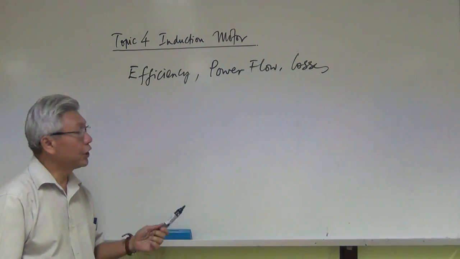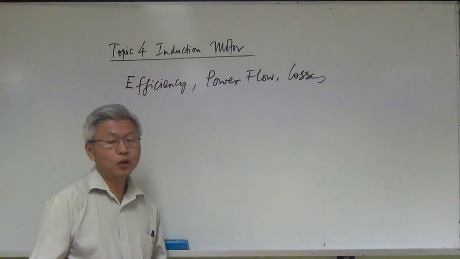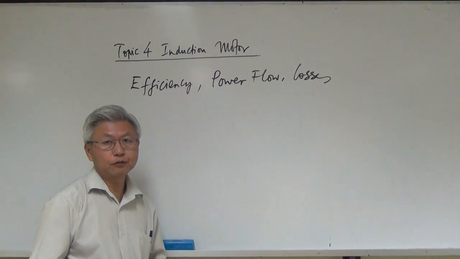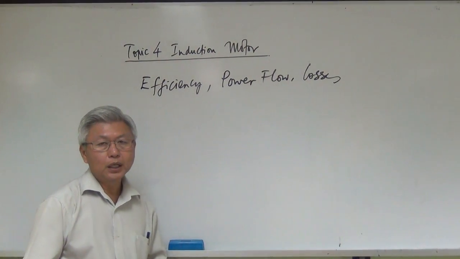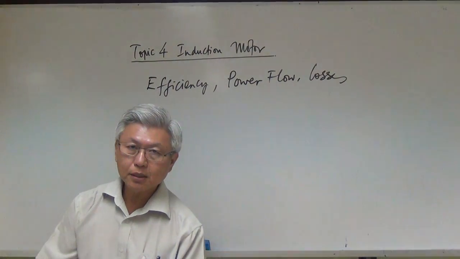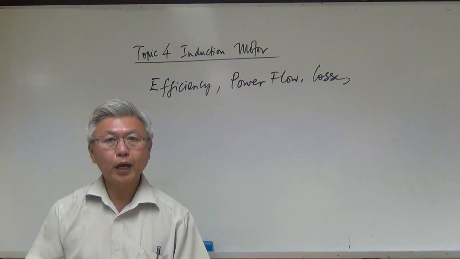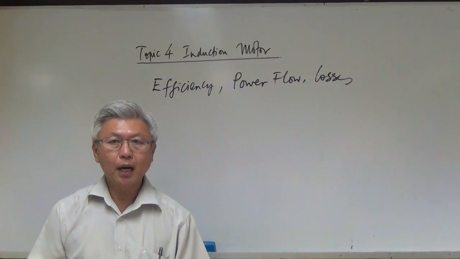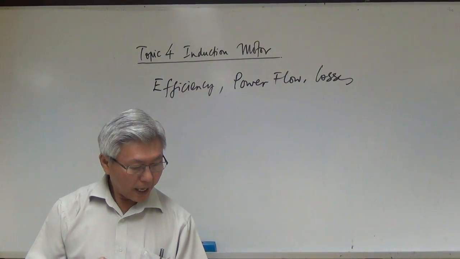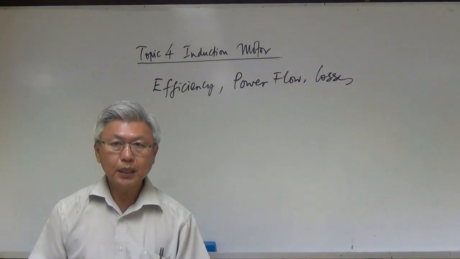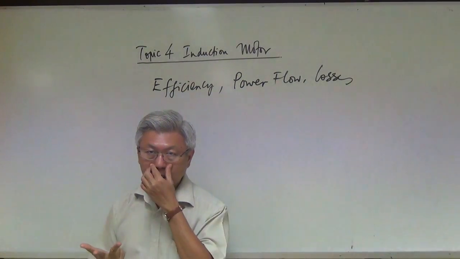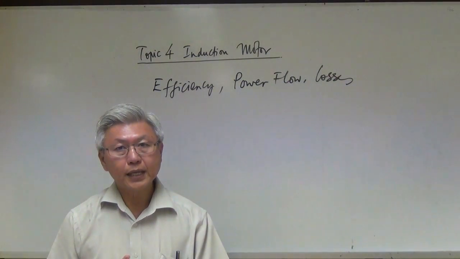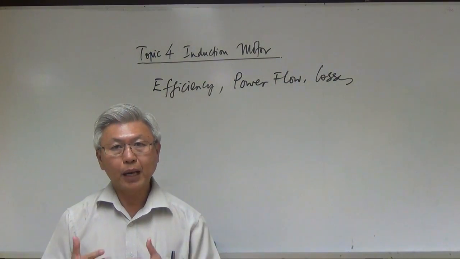Alright, we'll continue with induction motor, topic 4. Just now we have run through all the basics of the induction motor. If you recall, how to calculate synchronous speed, ns equals 120 f over P, how to calculate slip, which is (ns minus nr) over ns, and also how to find rotor speed, nr equals (1 minus s) multiply ns, and how to find the rotor frequency is s times f. So that was part 1.